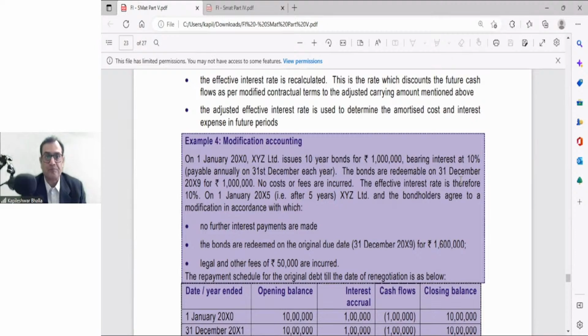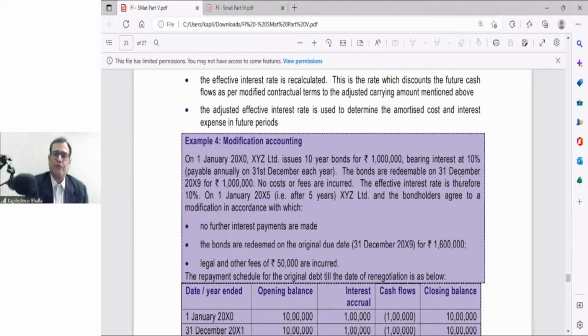It says on 1st January X0, XYZ issues a 10-year bond for 10 lakh, bearing an interest rate of 10% payable at the end of each year. Then it says the bonds are redeemable in December X9, that's a period of 10 years, for 10 lakh rupees itself, and there is no cost or fees incurred, so no TC, no processing fee. The effective interest rate is therefore 10%.